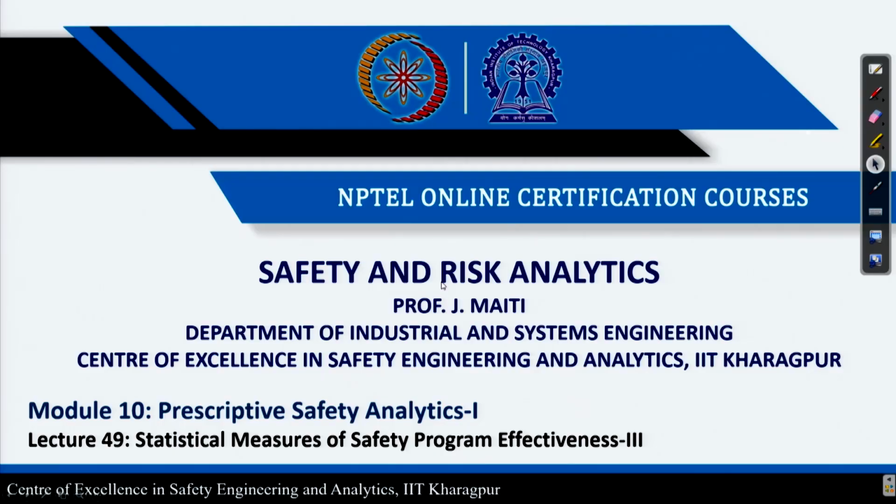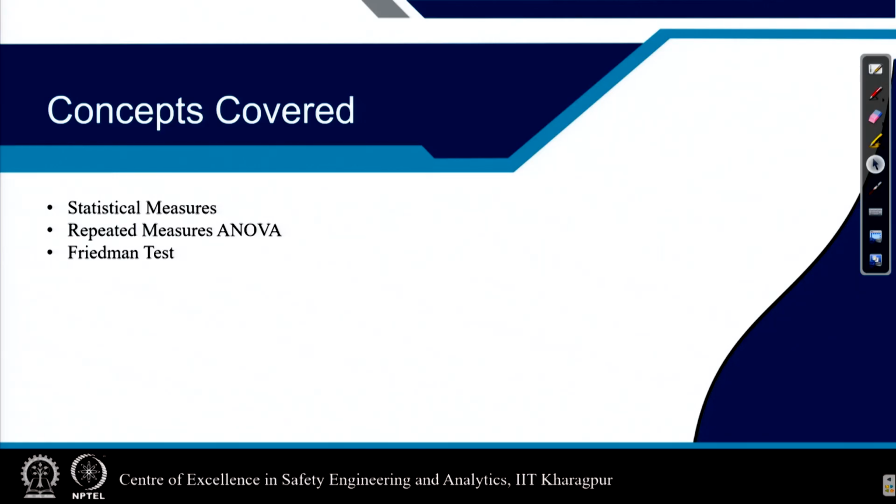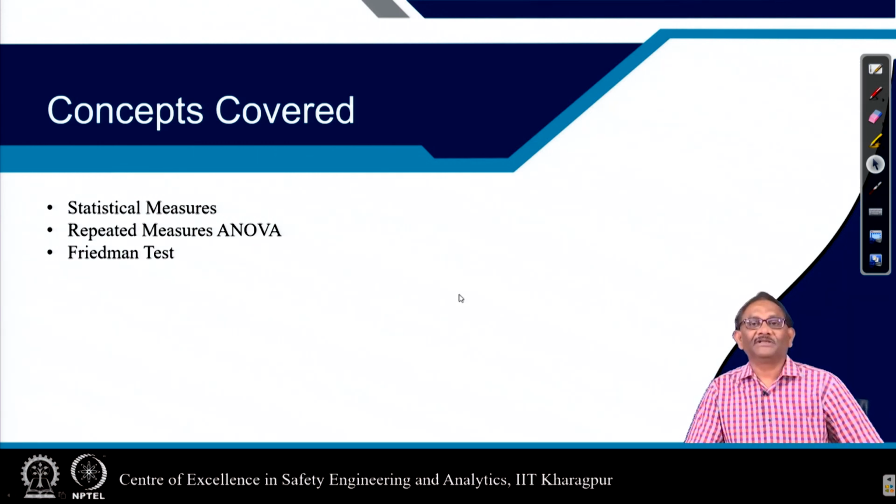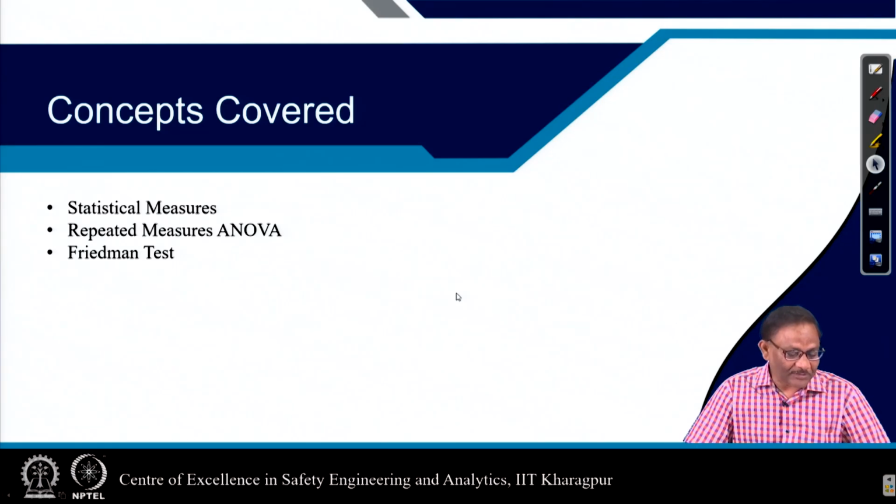Lecture 49, Statistical Measures of Safety Program Effectiveness, part 3, under module 10, Prescriptive Safety Analytics. There are many statistical measures. We have already discussed some of the measures. Today we discuss two more measures, repeated measures ANOVA and Friedman test.